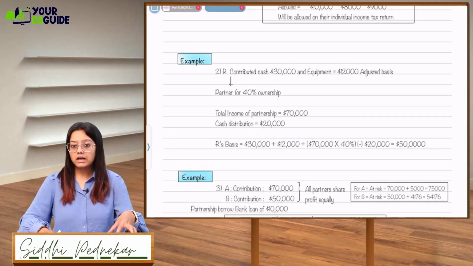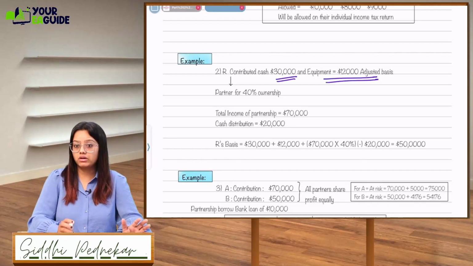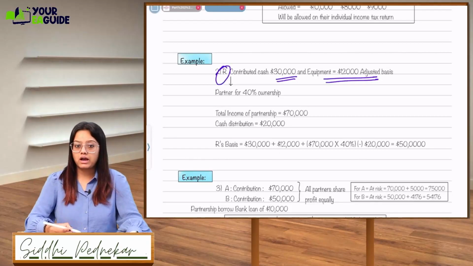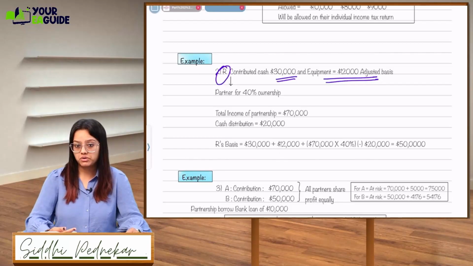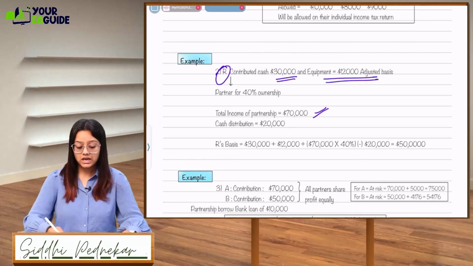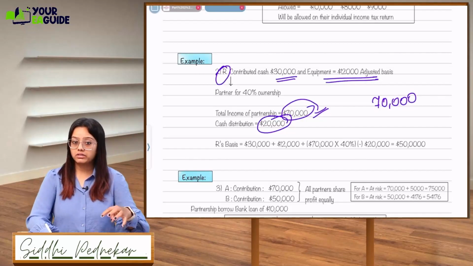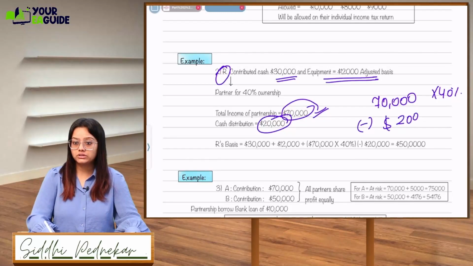Okay, so R contributed cash of 30,000. He also contributed equipment with an adjusted basis of 12,000. R is going to have a profit share of 40%, a partnership share of 40%. Now, in the particular year, the partnership firm is earning $70,000. In that year, he took a distribution of 20,000. So, can I say what is his adjusted basis? 70,000 the partnership firm has earned. So, his share is what? 40%, right? Minus, he took a distribution of 20,000.